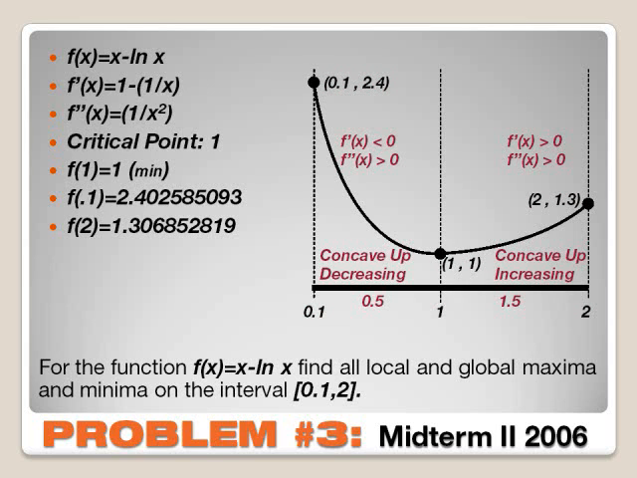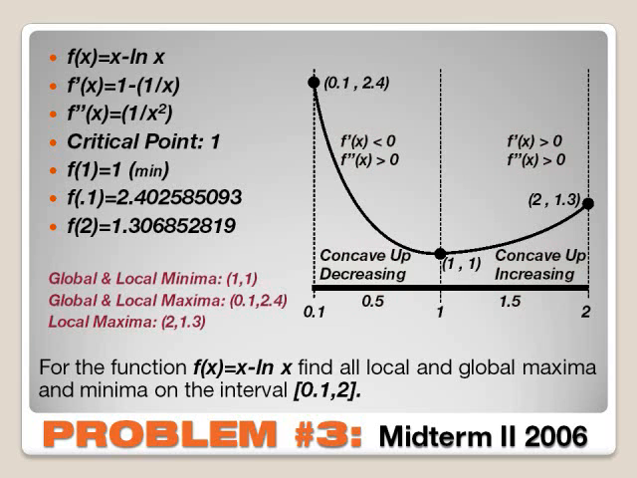We can determine the concavity of the graph and whether it's increasing or decreasing on each of its intervals by testing a set of points. Here we use 0.5 from the first interval and 1.5 from the second interval. We now have everything we need to solve the problem.